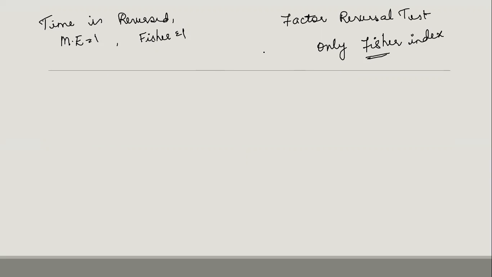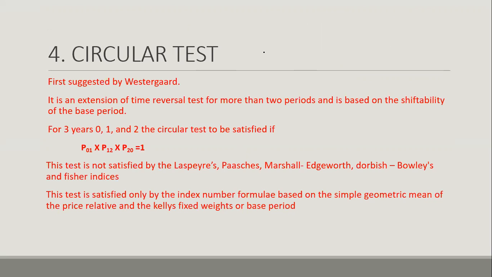Next concept, that is the next test. I said the tests for adequacy are 4, that is the unit test, TRT which we already finished, and FRT which is already finished. TRT is where you consider time, that is 0 and 1. In factor reversal you consider the factor, that is price, and convert it to quantity.